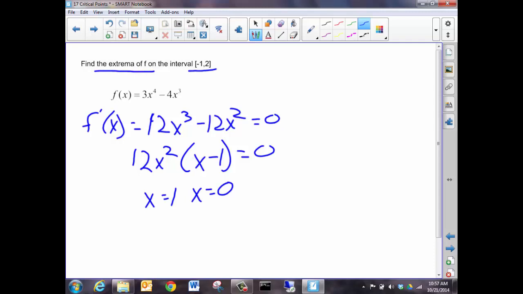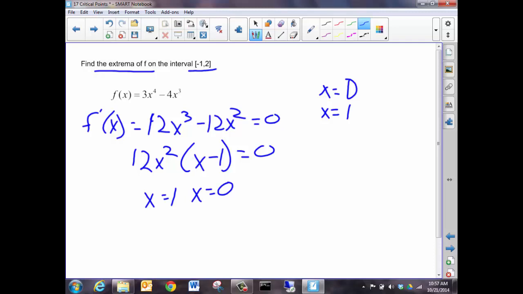So where can extreme values happen? They can happen at 0. They can happen at 1. Is there any other place that the extreme values can happen? Those are our only 2 critical points. Those are our critical points.